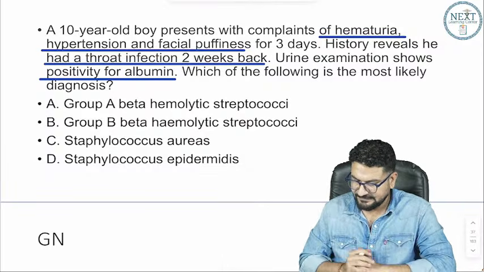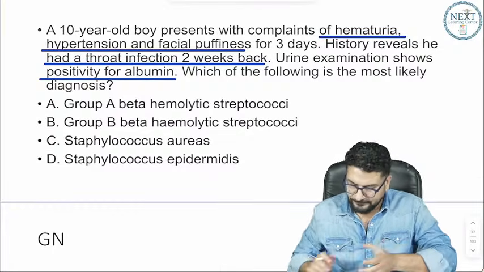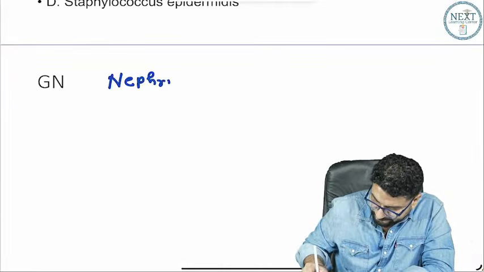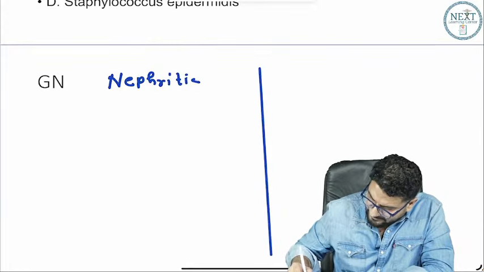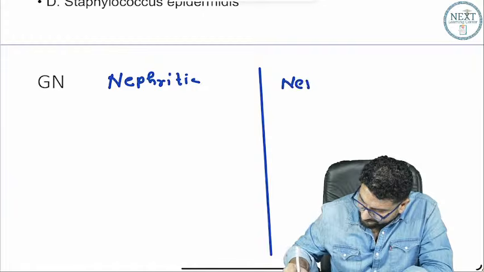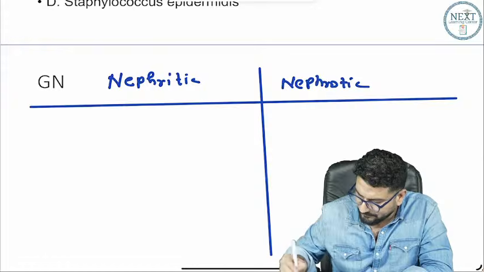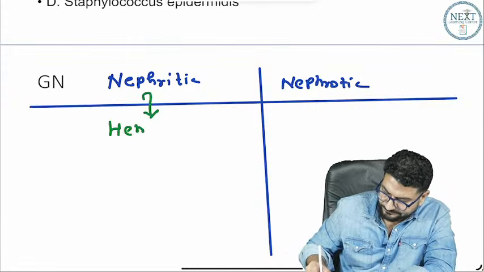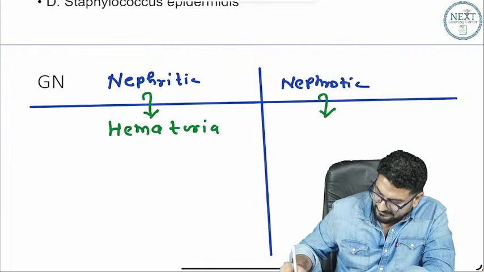So understand this thing. It's a question on glomerulonephritis. So we categorize this into two categories. Means we divide this into nephritic syndrome and nephrotic syndrome. So now try to understand this thing. In nephritic syndrome, what you will see? The classical feature will be hematuria. The patient will develop hematuria. In nephrotic syndrome, the classical feature will be lipiduria.